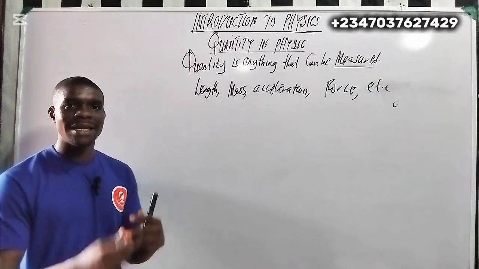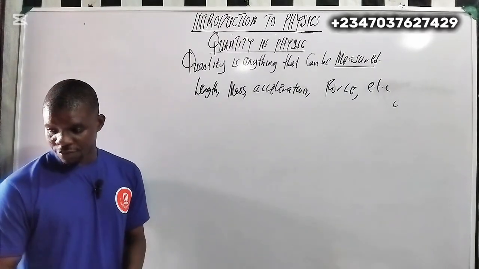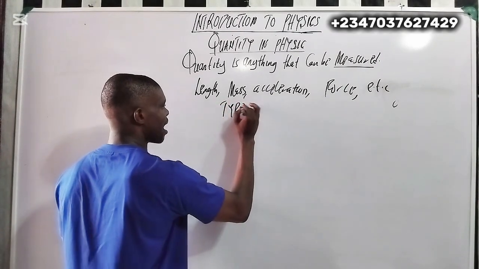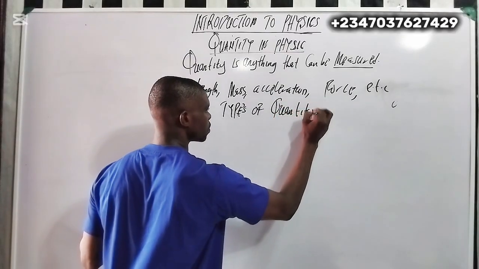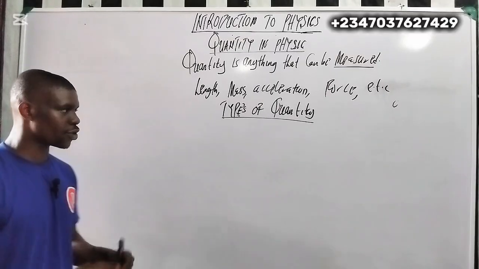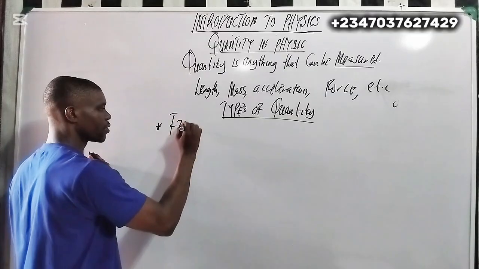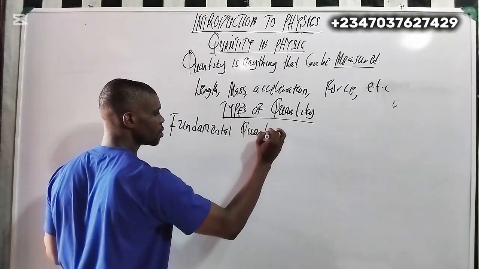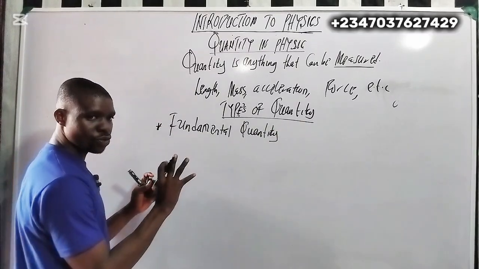So we say types of quantity. Please, are you following? Types of quantity. The first one you need to understand here is called fundamental quantity. We have called fundamental quantity. So that is the first thing to understand.